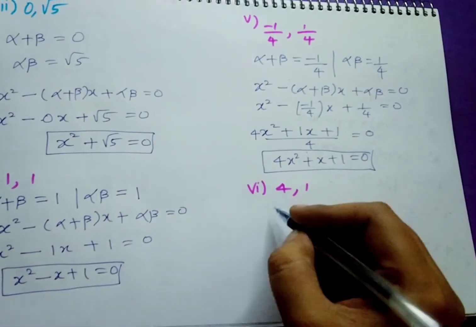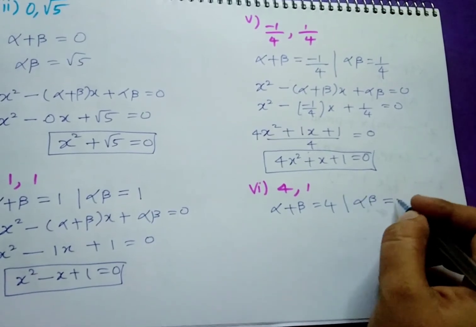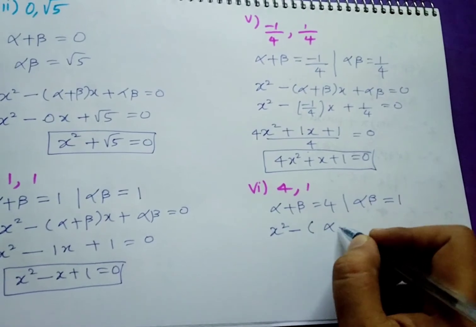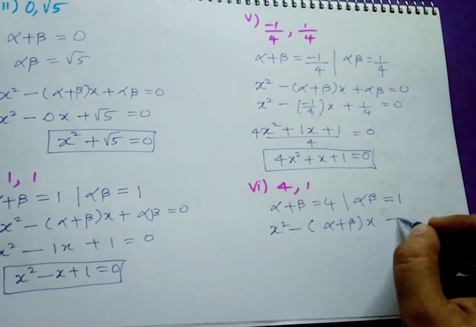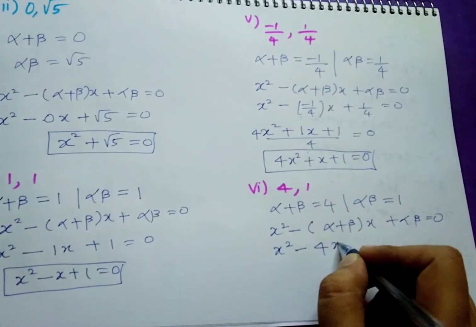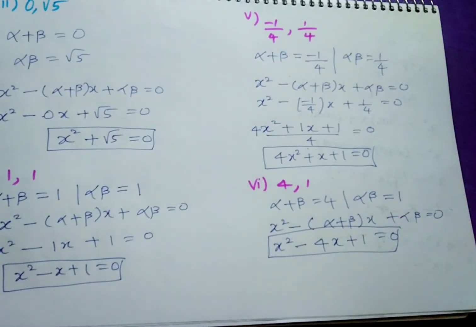Sixth subdivision, they have given the sum of zeros as 4 and product of zeros as plus 1. When we substitute in the formula, x square minus sum of zeros into x plus product of zeros equal to 0, we get x square minus 4x plus 1 equal to 0. This is the required equation.